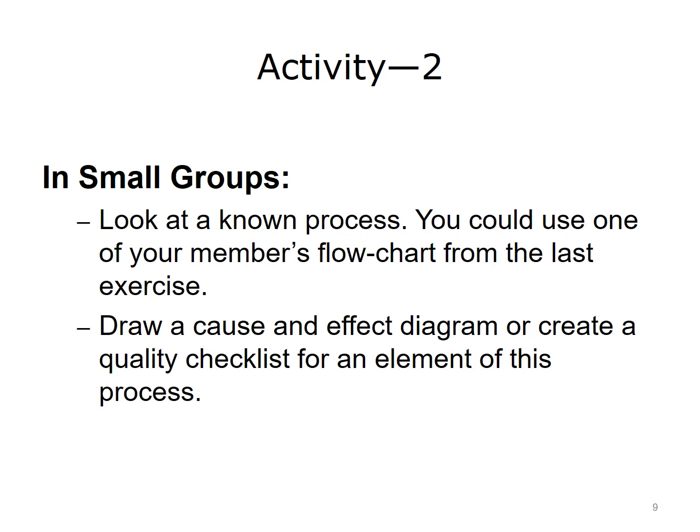Activity. Break into small groups of 3 to 4 members. Take 10 minutes to review a known process. I would recommend using the flowchart one of your group members developed in the last activity. Use a point in this process to create a cause and effect diagram to determine possible sources of problems or defects, or produce a checklist that can be used to avoid problems at a specific process point in the overall process. Each group will report back to the class, 5 minutes for each group.